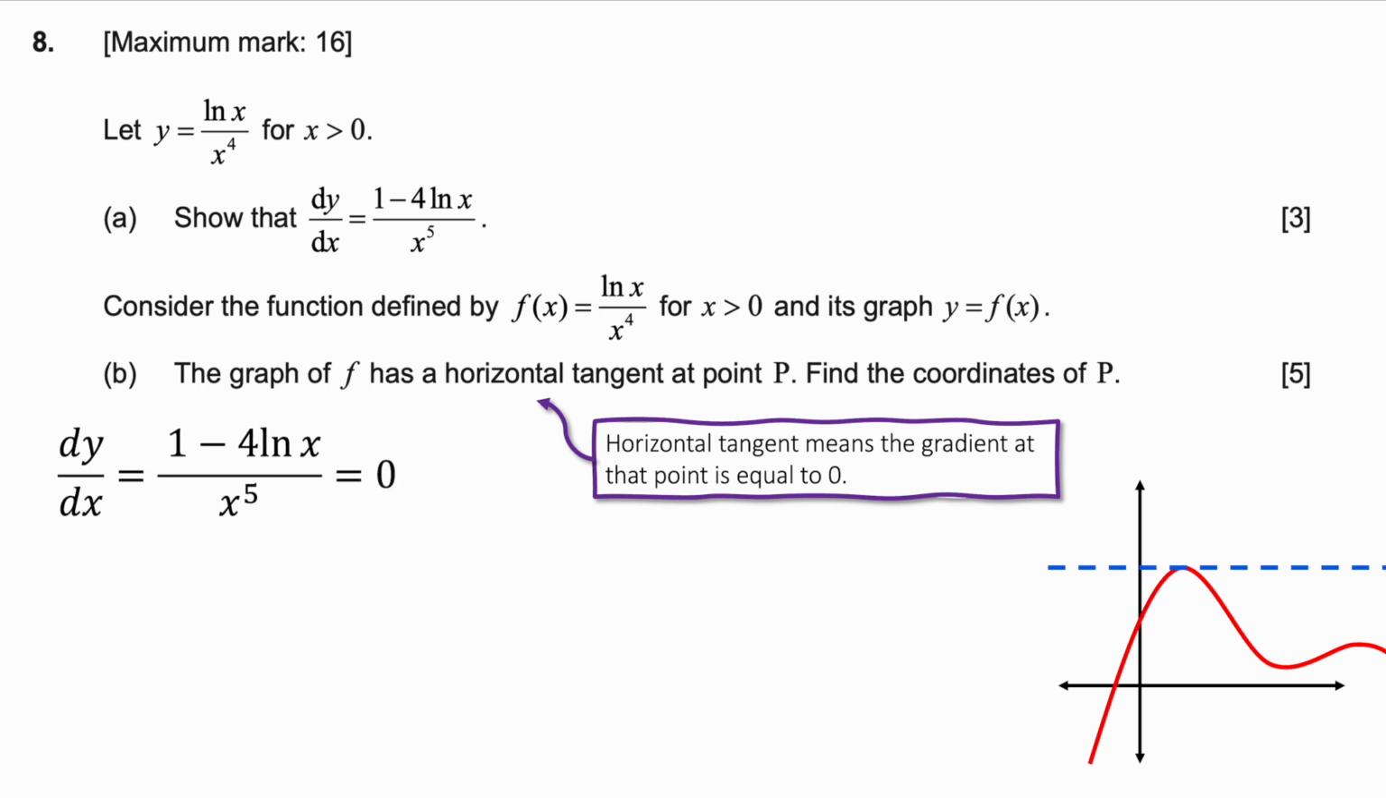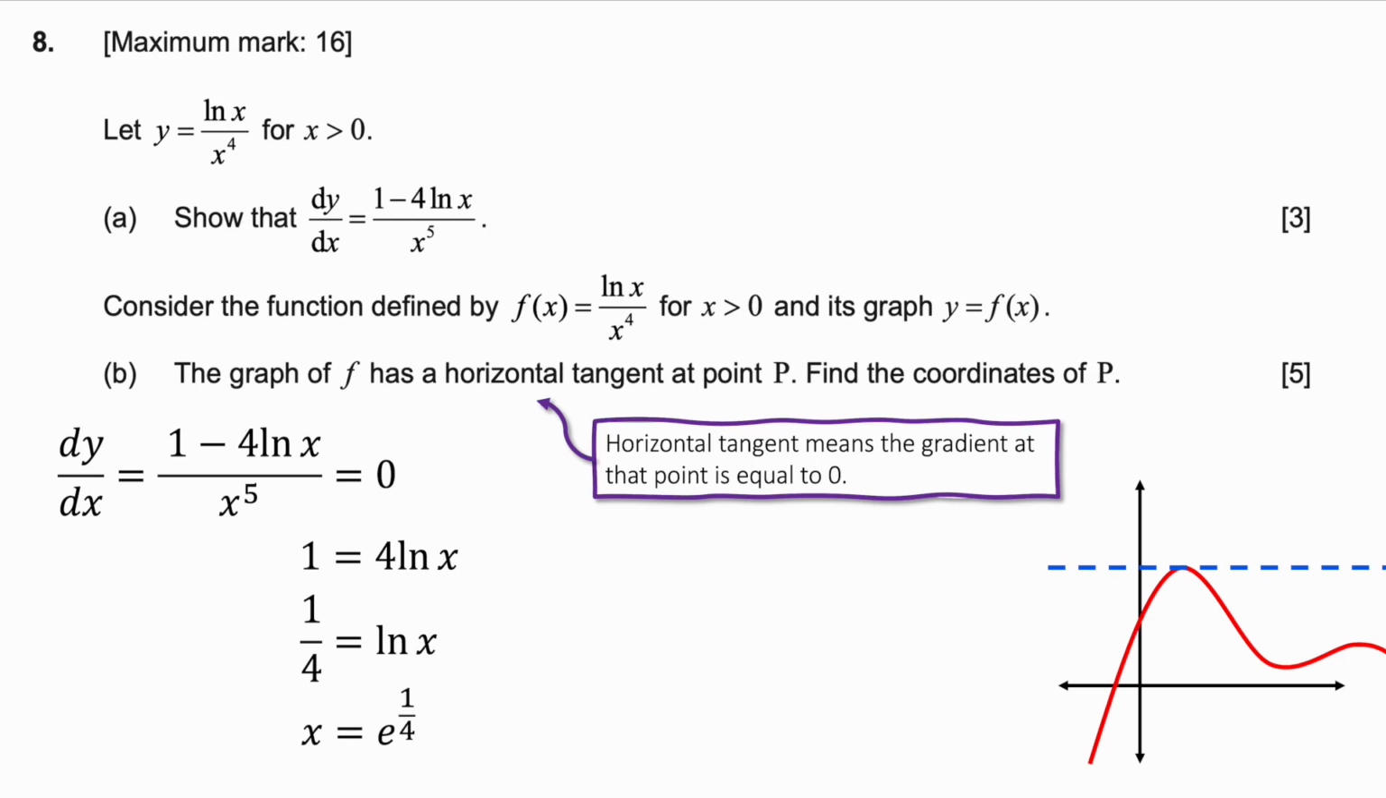And we've made our equation for the gradient, 1 minus 4 ln of x over x to the power 5 is equal to 0. And we can just focus on the top of the fraction here, because the only way to make a fraction equal to 0 is if the top of the fraction is 0. And so 1 minus 4 ln of x is equal to 0. We rearrange that, divide by 4, and then make it a power. So we convert the logarithm into a power of e. And we get x equals e to the power of a quarter. So therefore the x coordinate of the point P is e to the power of a quarter.